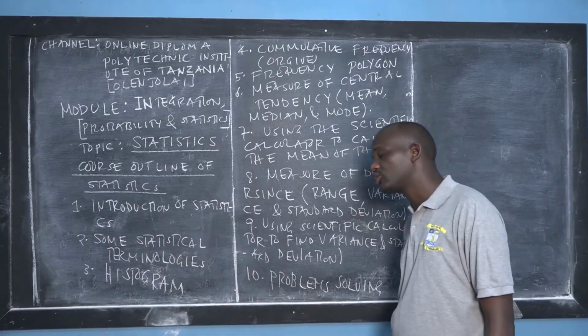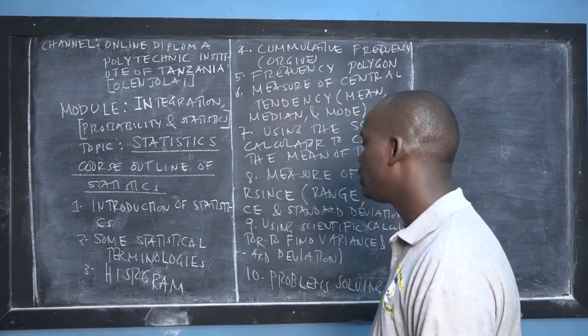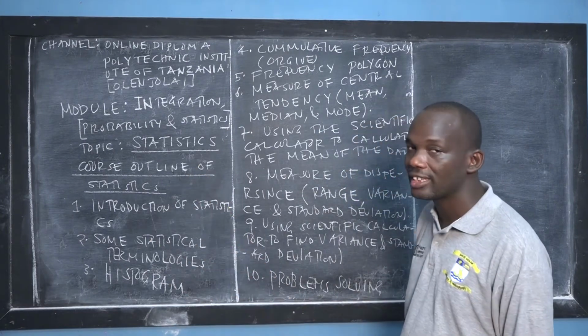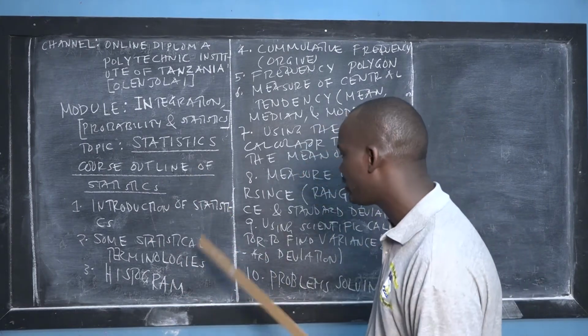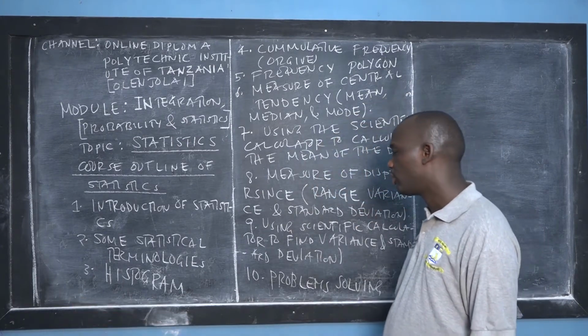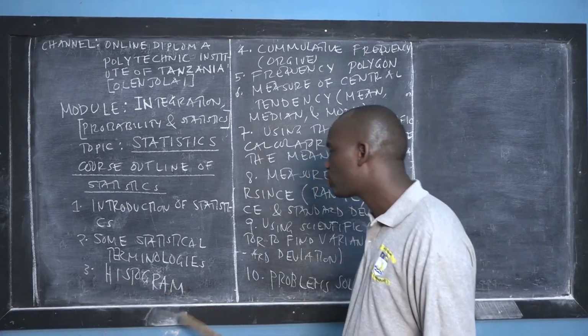So when you say some statistical terminology, it means the class mark, for example. You have heard about the lower class limit, upper class limit, the class size, the frequency, the cumulative frequency. What does it mean? What are the meanings of all of those terminologies? So I will be teaching you step by step. And then the third is histograms.